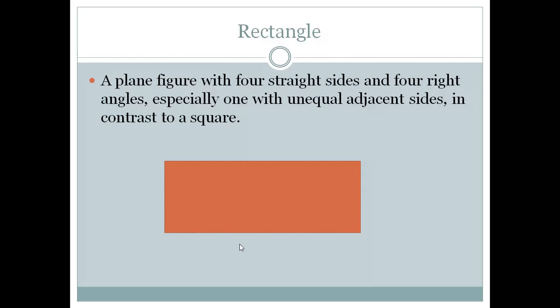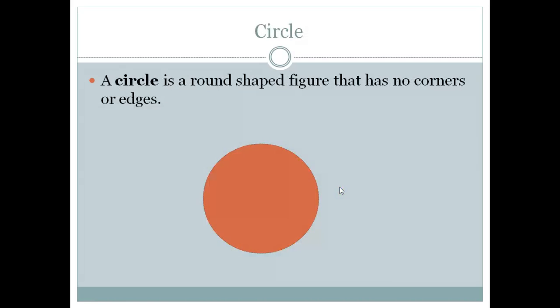A rectangle also has four sides and four corners. You can see here that these two sleeping lines are the same and these two standing lines are the same. So this is known as a rectangle, when not all the sides are equal. Getting this point?